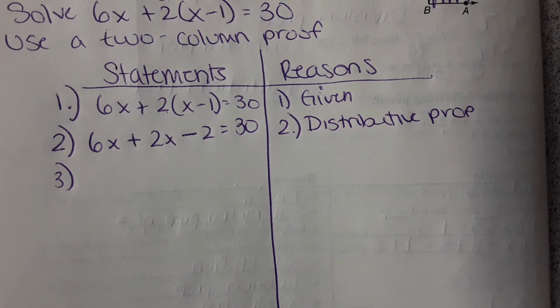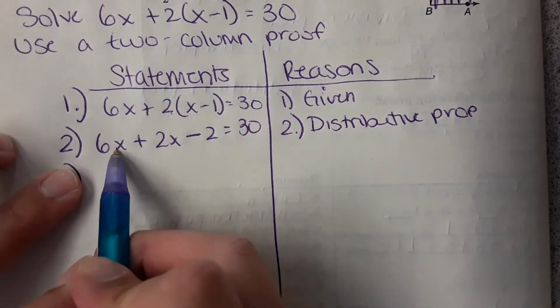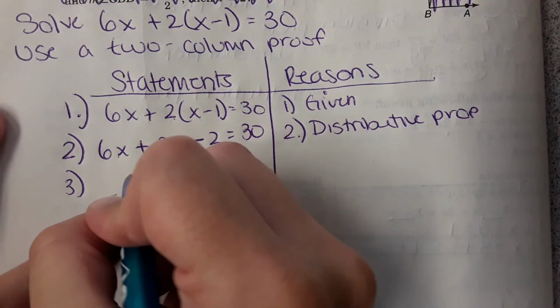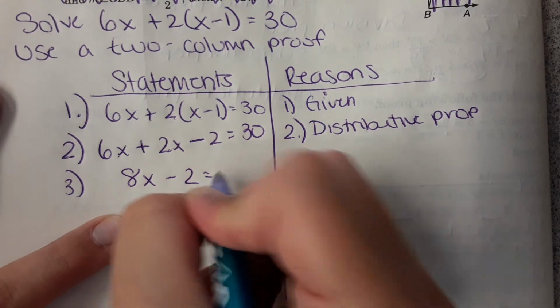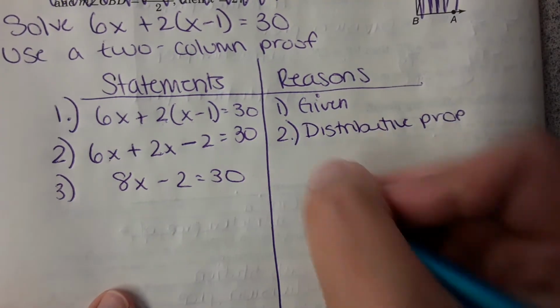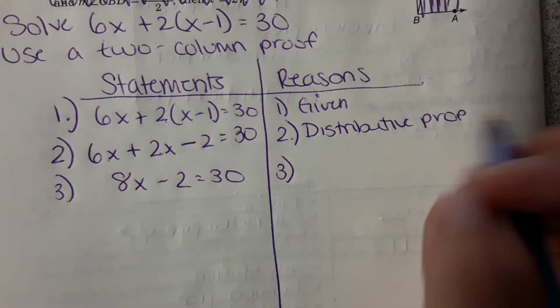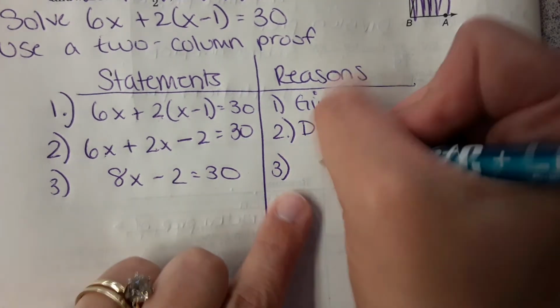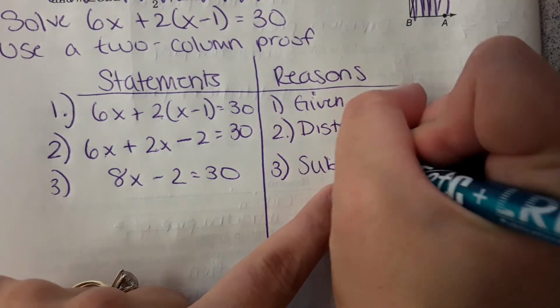Okay, if I was just solving it, the next thing I would do would be combine these like terms. So I'm still going to do that. I just have to name it now. Anytime we're simplifying, combining like terms, we call that substitution.